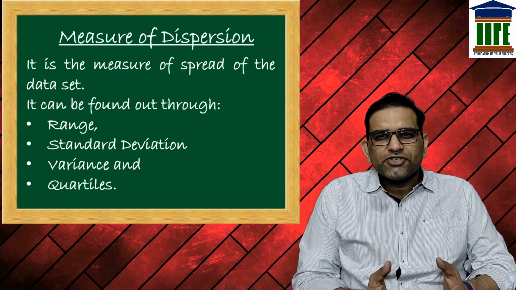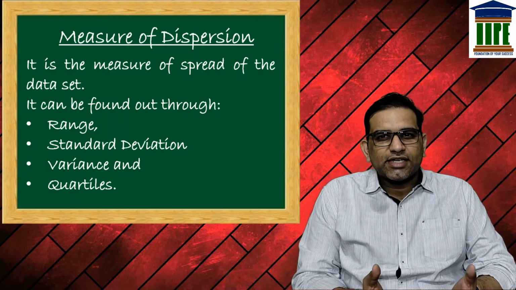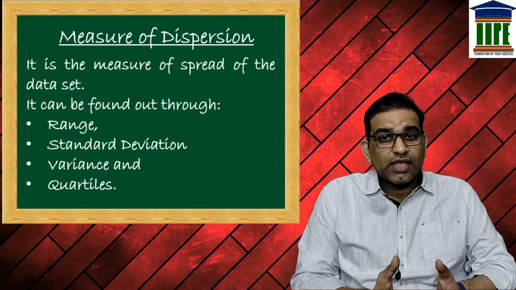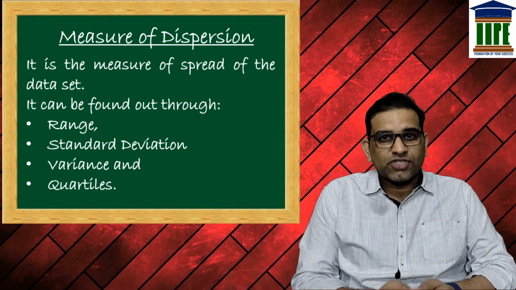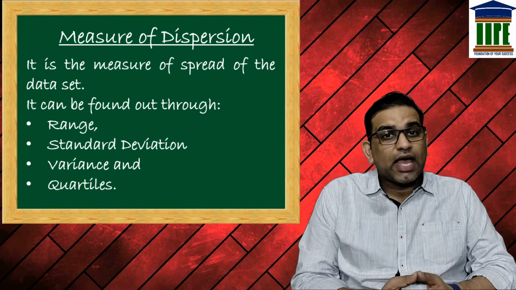In this video, we shall be discussing measure of dispersion. Measure of dispersion is the measure of spread of the dataset, how much the data is spread. It can be found out through range, standard deviation, or variance and quartiles.